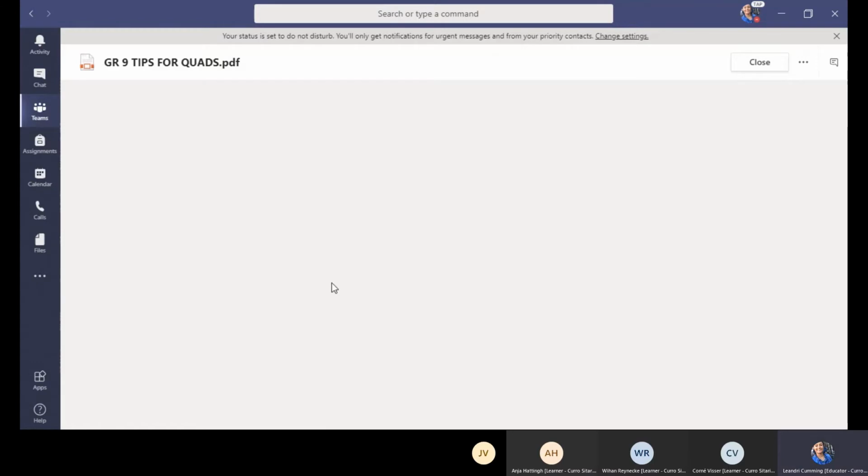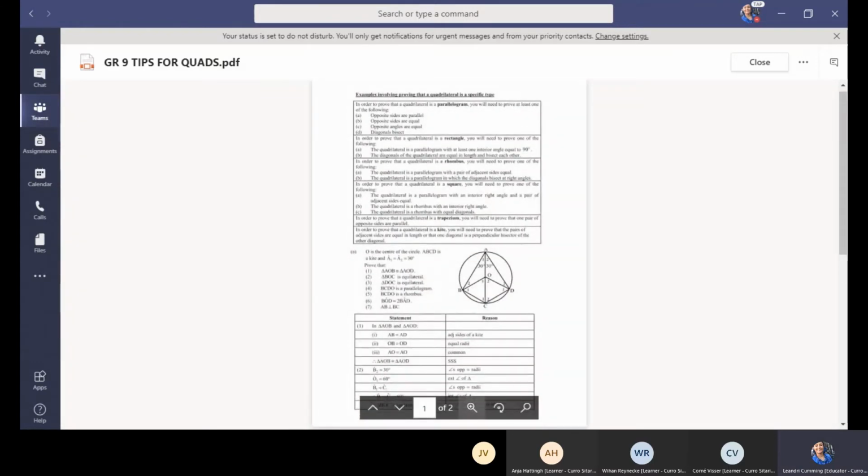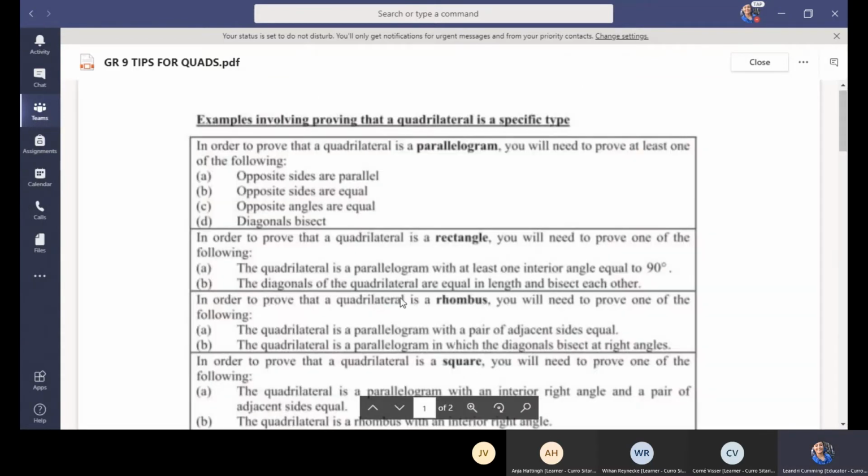And here I've just put together a little summary also from your Mind Action Series, and your tips for your quadrilaterals come in handy when you need to prove using this specific property. So we're busy with a rectangle. So in order to prove that a quadrilateral is a rectangle, we will need to prove this, this, this. This would be when we have to prove that there are certain quadrilaterals. Please keep this in mind. It's there for you to use, okay?